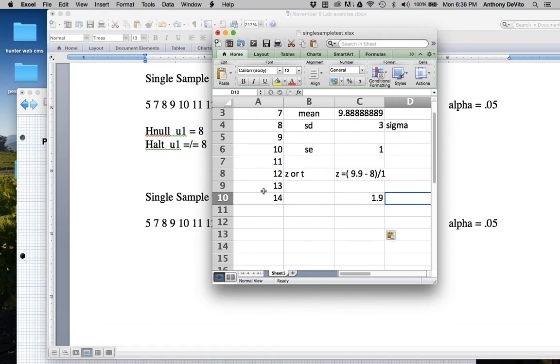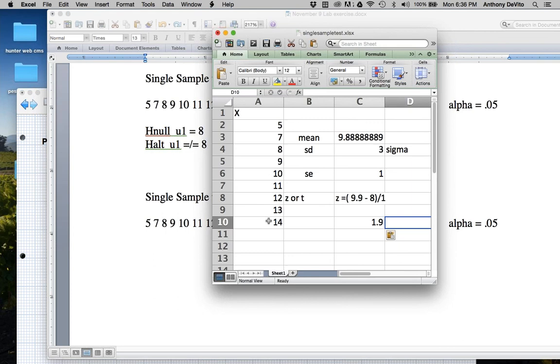Okay, so now I'm going to change one of these numbers. I'm going to make this number 18. This time I got 10.3 as the mean for my sample population. And let's see what I get for my z-score now. Now I get a z-score of 2.3. Can I reject the null hypothesis now? Yes, I can.